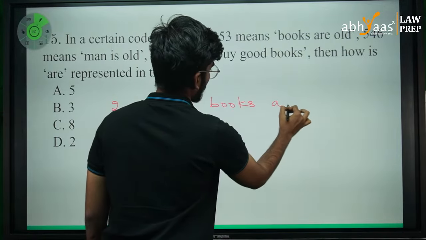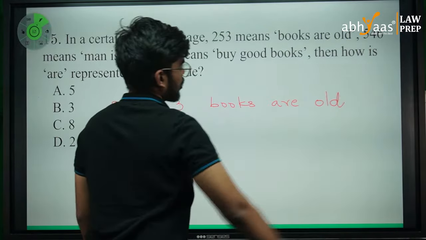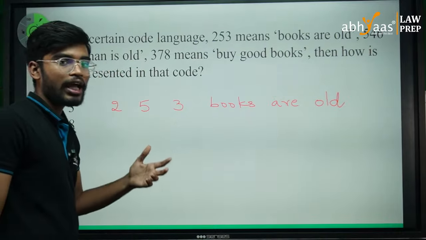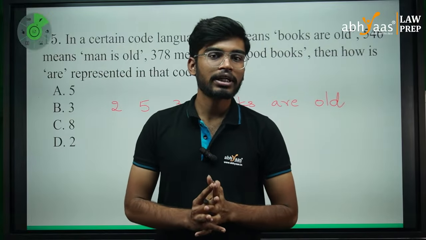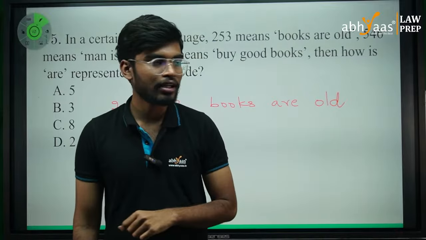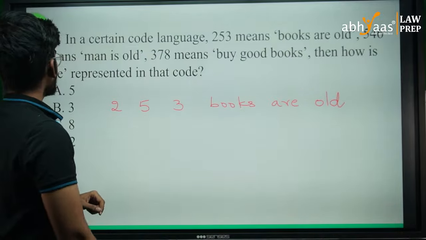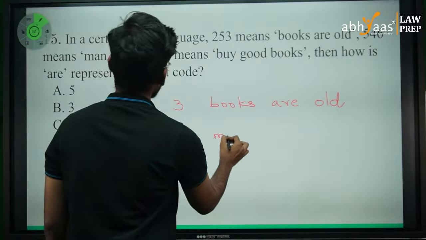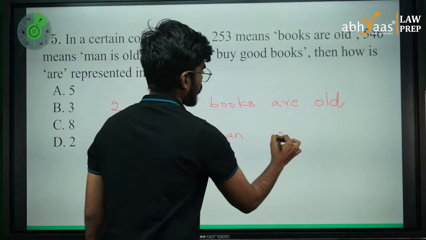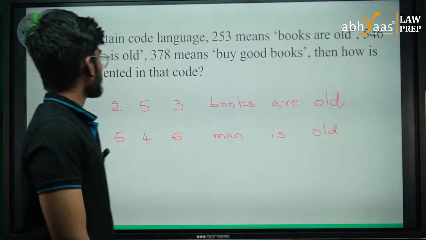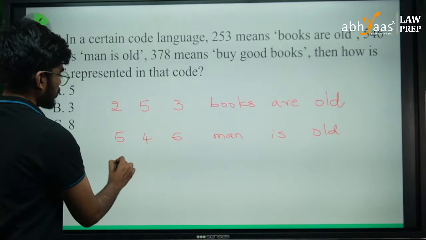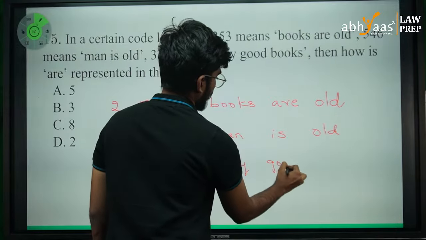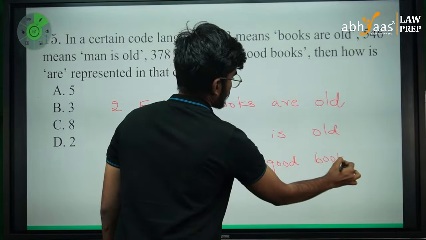Books are old. You can either answer this directly from the question, but I'm assuming that you're a beginner and I'm explaining everything in detail. 253 means books are old. 546 means man is old. And the next one, 378 means buy good books. So, what is the question?